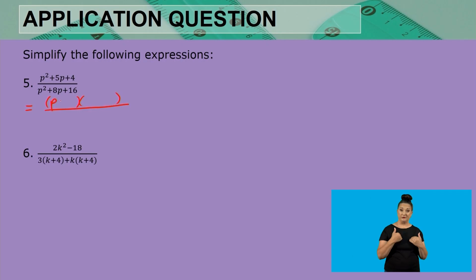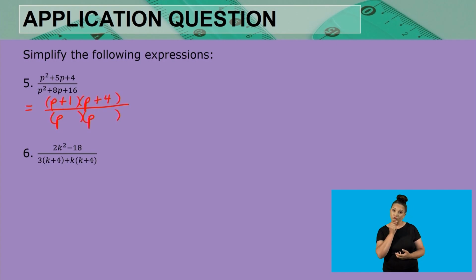Let's deal with the numerator first. We have a p in either of the brackets. And then we are thinking of the factors of a positive 4 that when added give us a positive 5. That is simply a positive 1 with a positive 4. And when we look at the denominator, also 2 brackets must come from there, where we have p in each of the brackets, and then we are going to think of the factors of 16 that when added give us a positive 8.